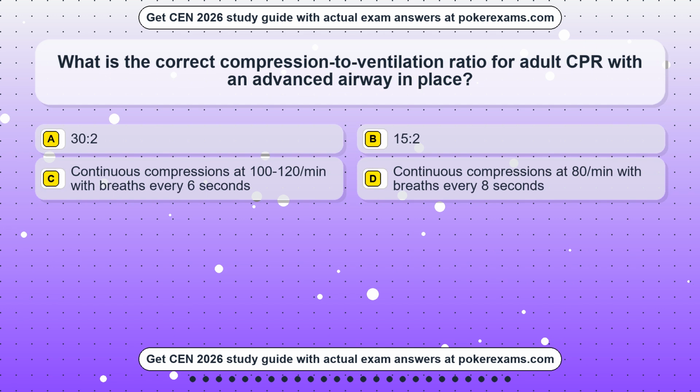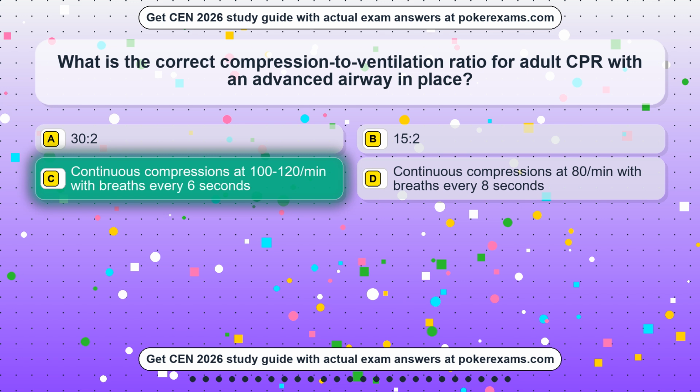Question 11. What is the correct compression to ventilation ratio for adult CPR with an advanced airway in place? Option A, 30:2. Option B, 15:2. Option C, continuous compressions at 100-120 per minute with breaths every 6 seconds. Option D, continuous compressions at 80 per minute with breaths every 8 seconds. The correct answer is option C.